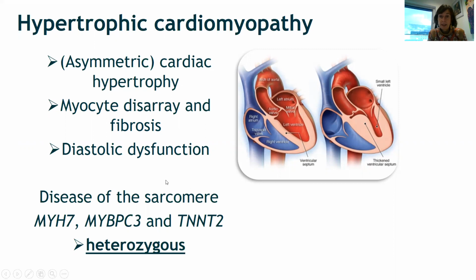Now, genetic studies have shown that the cause of the disease is often in the sarcomeres. So mutations, heterozygous mutations affecting only one allele, have been found mostly in genes encoding sarcomeres. And the most frequently affected genes are myosin heavy chain, myosin binding protein C, and troponin T.